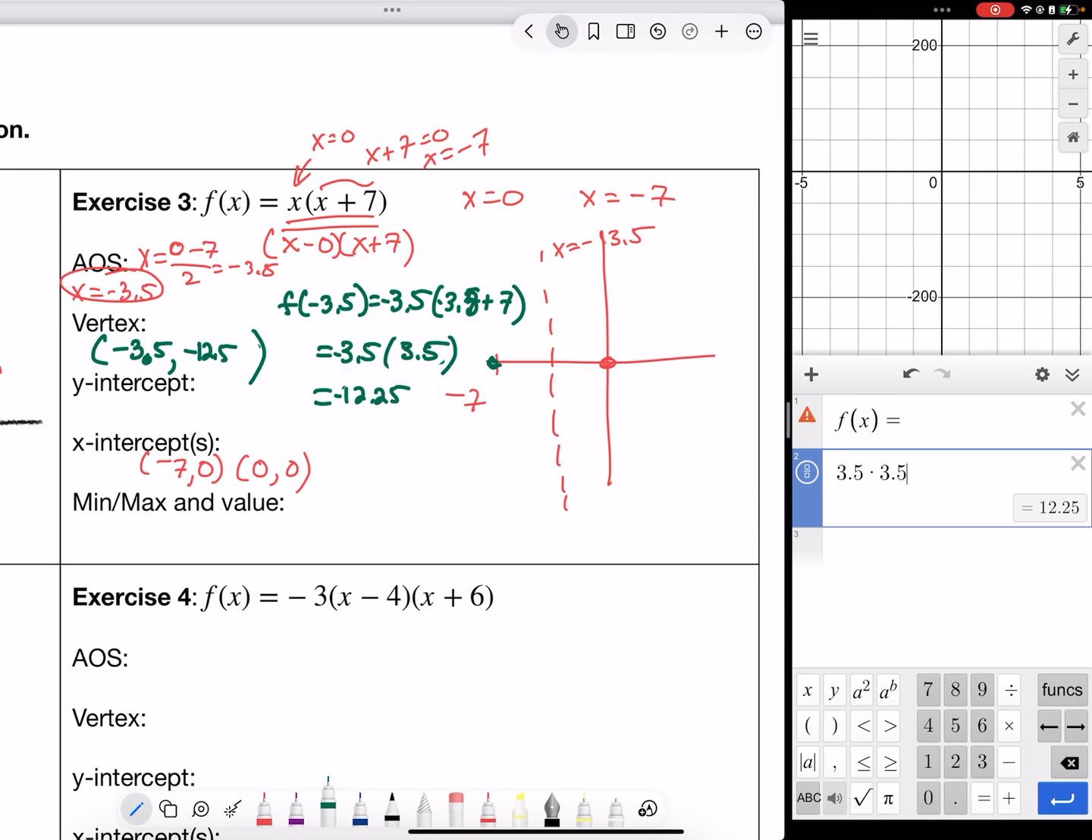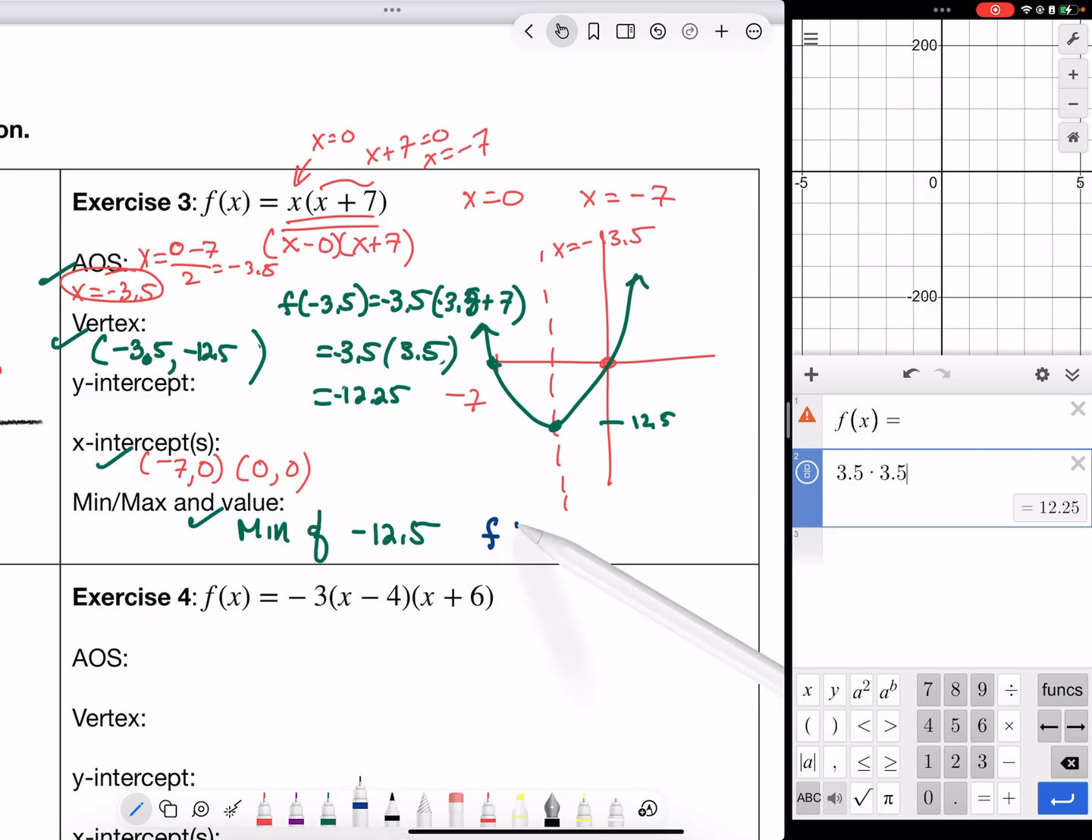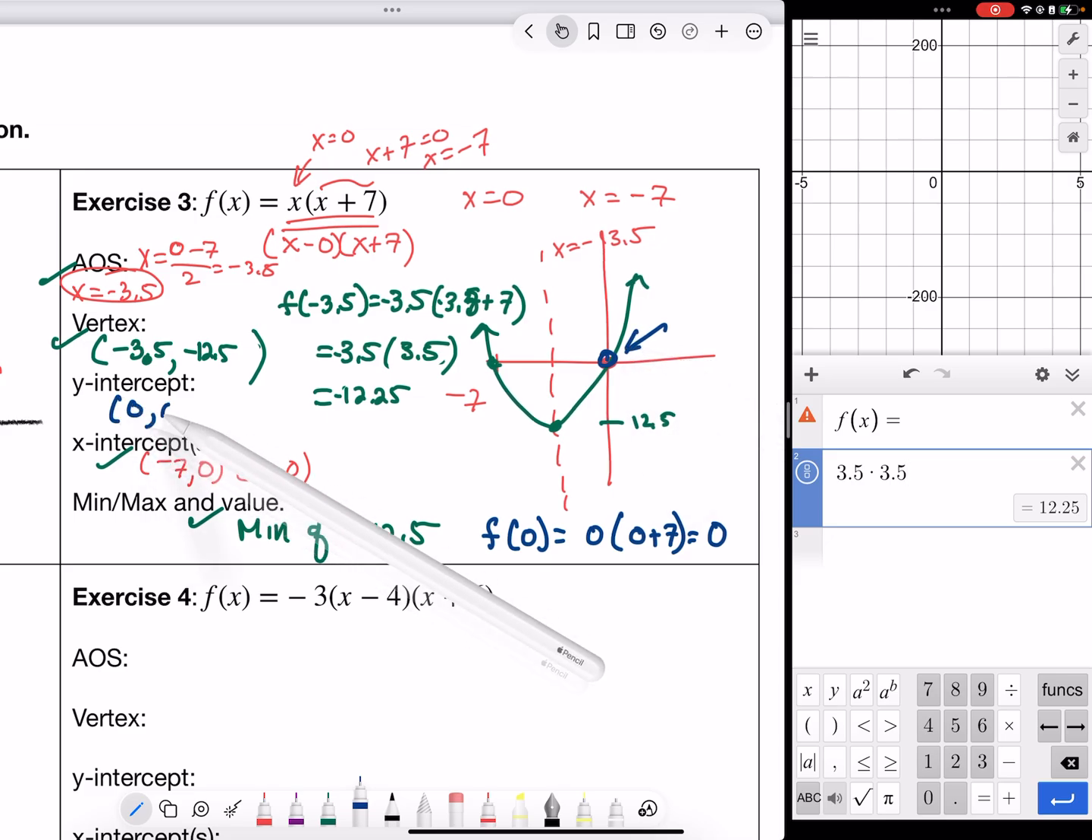Let's see here. Y-intercepts. Let's go ahead and finish graphing this thing. So negative 12.5 is down here somewhere. So there we go. So this one clearly has a minimum of negative 12.5. X-intercepts, check. Got to find my y-intercept. To find your y-intercept, it's always the same thing. Find the f of 0. Oh gosh, that's 0 times 7 is 0. Oh yeah, it does cross right there at the origin. So that's a y-intercept as well.